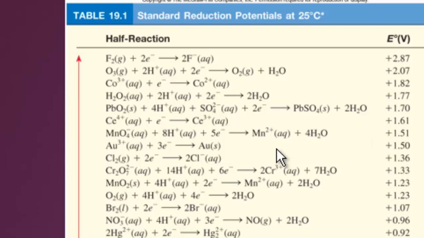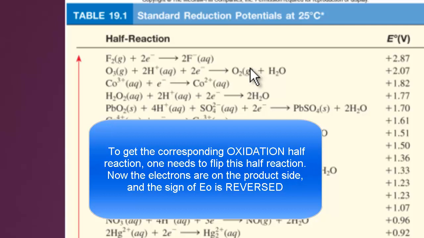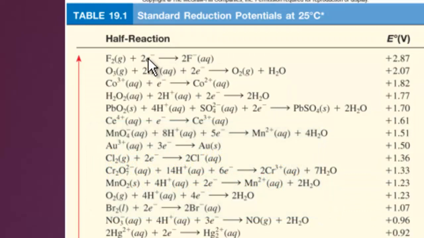The third important point is, well, these are reduction half reactions, so what do I need to do to get the oxidation half reaction? In an oxidation half reaction, we lose electrons, so electrons are on the product side. So we just flip this. We flip it, electrons are on the product side, and we flip the sign. So as F2 gas gets reduced to F minus and gains 2 electrons, if we want this to be oxidation, 2F minus is going to lose 2 electrons and become F2. That will be associated with minus 2.87 volts. Positive voltages are a good thing. That means the reaction is moving forward.